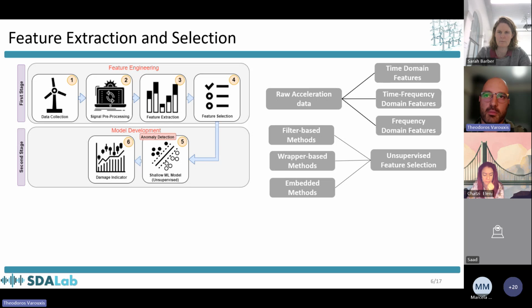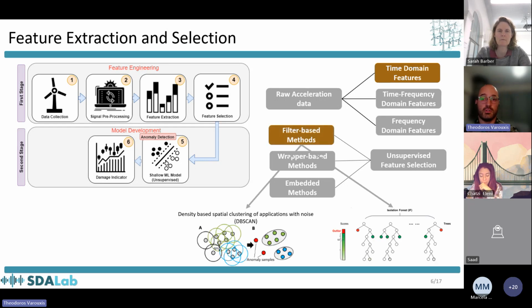For the purpose of this study, from the raw acceleration data, we extracted the time domain features. Then we used an unsupervised feature selection method, a filter-based method. The output of the filter-based method was used as an input to two different clustering algorithms: an isolation forest and a density-based spatial clustering of applications with noise algorithm.